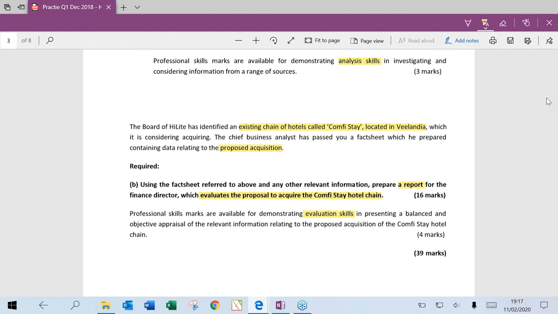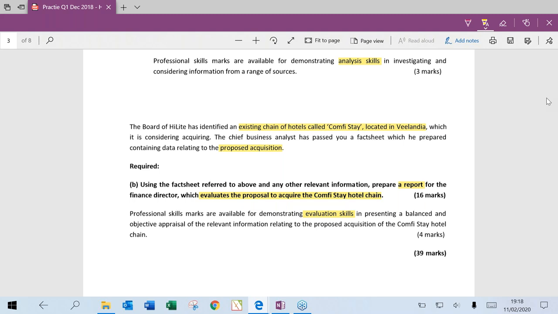Professional skills marks are available for demonstrating evaluation skills in presenting a balanced and objective appraisal of the relevant information relating to the proposed acquisition of the Comfy Stay hotel chain, 4 marks. Total this part B is 16 plus 4, 20 marks.